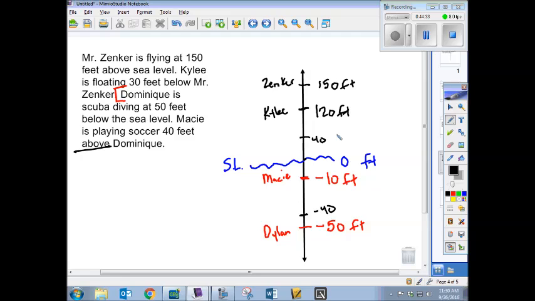Okay. Everybody got that? Now, who wants to explain to me, how did we find out that Macy was at negative 10 feet based on our little drawing here? She's negative, if the water's right here, she's 10 feet below the water. That's what it means. She's 10 feet deep into the water. Alex? So it says that Dominique is scuba diving 50 feet below sea level, and it says that Macy is playing soccer 30 feet... Mm-hmm. You got it. Absolutely.